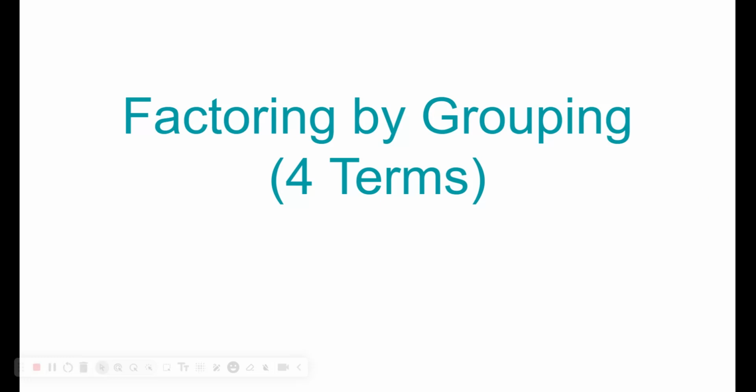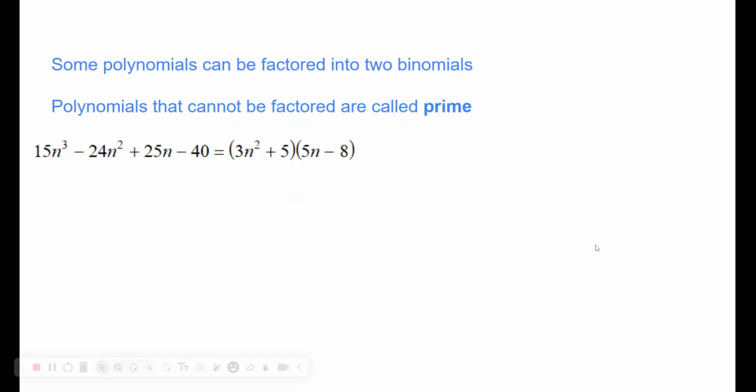All right, today we're going to be factoring by grouping when you have four terms. Some polynomials can be factored into two binomials. Polynomials that cannot be factored are called prime. Looking at our example here, 15n cubed minus 24n squared plus 25n minus 40 equals.